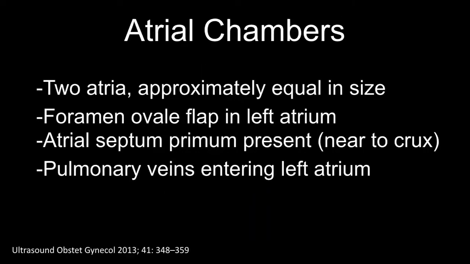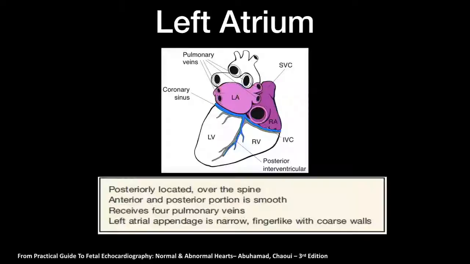So atrial chambers, the 2 atria should be almost equal in size. Foramen ovale should flap from right to left. An important finding is we'll see with various anomalies that get discussed in the next 2 days, that could not be the case, and that allows you to assess severity of the anomaly you're looking at. The septum primum area is present. We'll talk about AVSD today and the importance of that, and the pulmonary veins entering the left atrium. Very, very important. We'll have a lot of discussions on venous anomalies in the next 2 days.